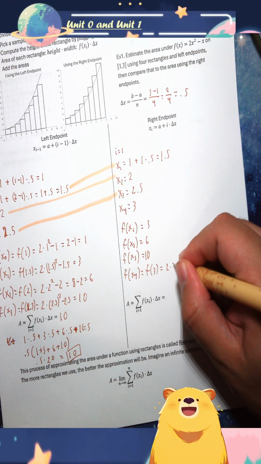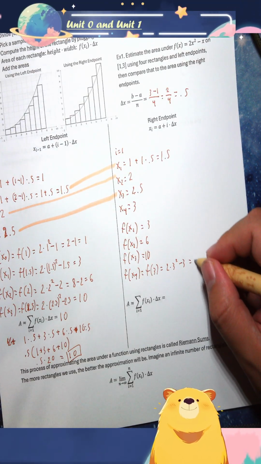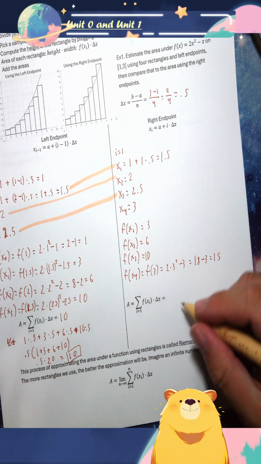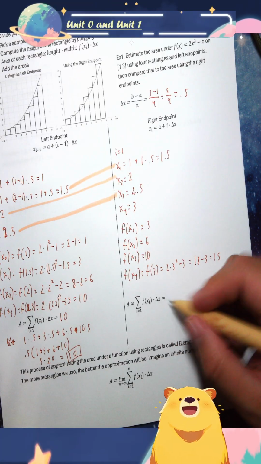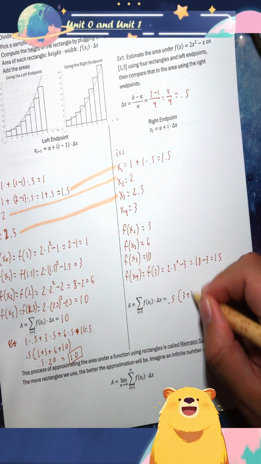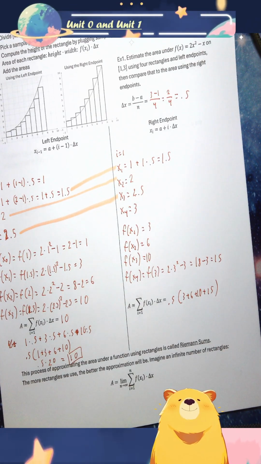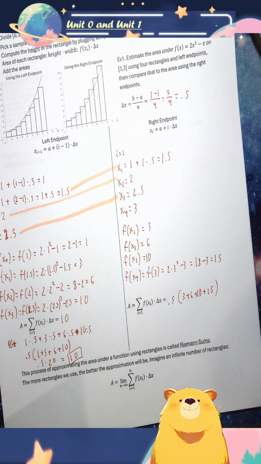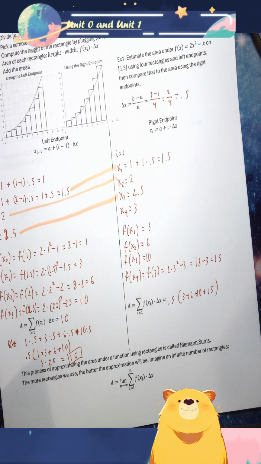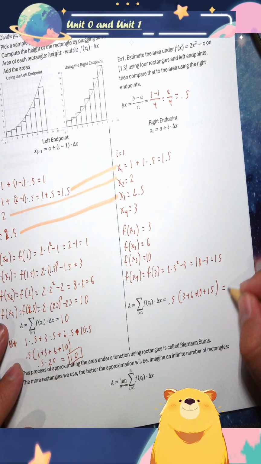So you got 2 times 3 squared minus 3. That's going to be 18 minus 3, and that's 15. So what is the area approximation here? Well, 0.5 times 3 plus 6 plus 10 plus 15. I'm just going to put that expression into the calculator. And you get 17.